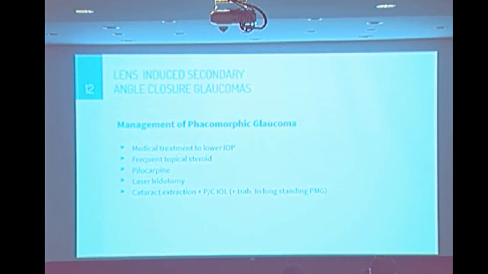So we need to evaluate and to see the angle if we can do gonioscopy and so on. So there are many things that you can look at to decide whether you go for cataract extraction alone or with a trabeculectomy. And of course, we shouldn't forget the other eye.